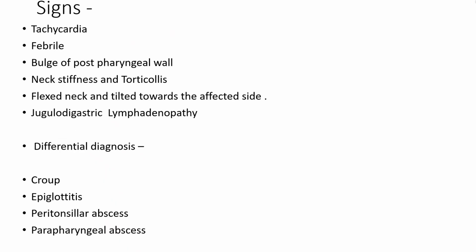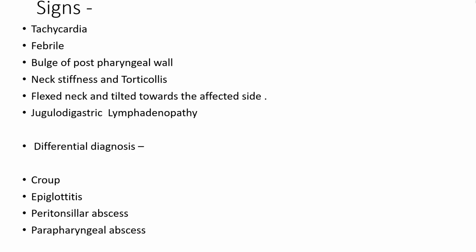Now, what are the signs that a clinician or doctor will elicit on the patient of retropharyngeal abscess? There will be tachycardia, patient will be febrile, and on examination of oral cavity and oropharynx, there will be a bulge on the posterior pharyngeal wall. Also, patient will present with neck stiffness and torticollis. There will be flexed neck and it will be always tilted towards the affected side. Okay. Also, there will be jugulodigastric lymphadenopathy.